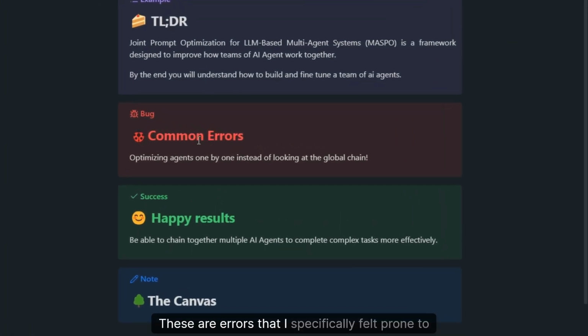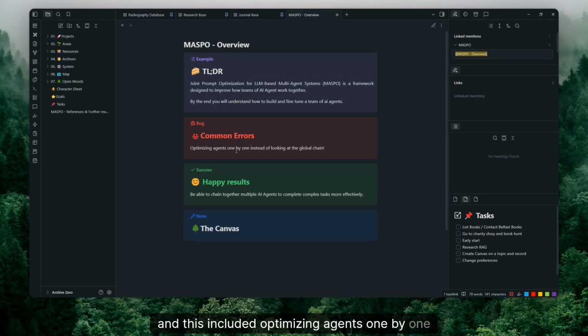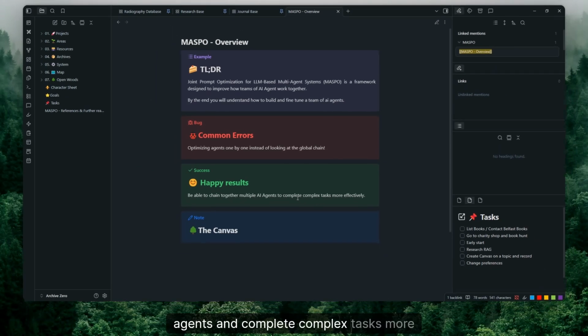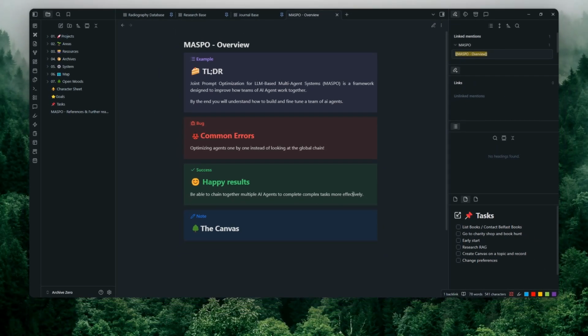These are errors that I specifically fell prone to, and this included optimizing agents one by one instead of looking at a global chain. So let's say, for example, I was vibe coding or had a little hobby project that I wanted to complete. I was essentially using one AI agent to complete that whole process instead of splitting it down into multi-stages for multiple AI agents. Okay, so happy results by the end of the video. Hopefully you should be able to chain together multiple AI agents and complete complex tasks more effectively.